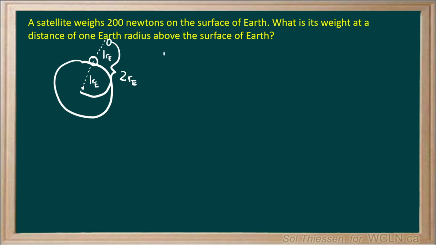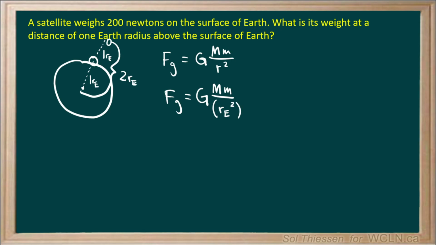Now we know from the law of universal gravitation that the force of gravity is equal to the gravitational constant times the mass of one object times the mass of the other divided by the distance between them squared. So in the first case, where the satellite is on the surface of Earth, the distance between the masses is the radius of the Earth, and that will be squared.